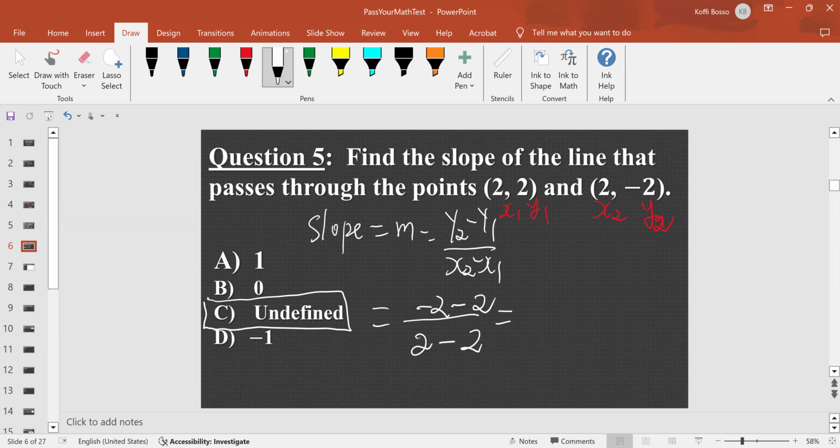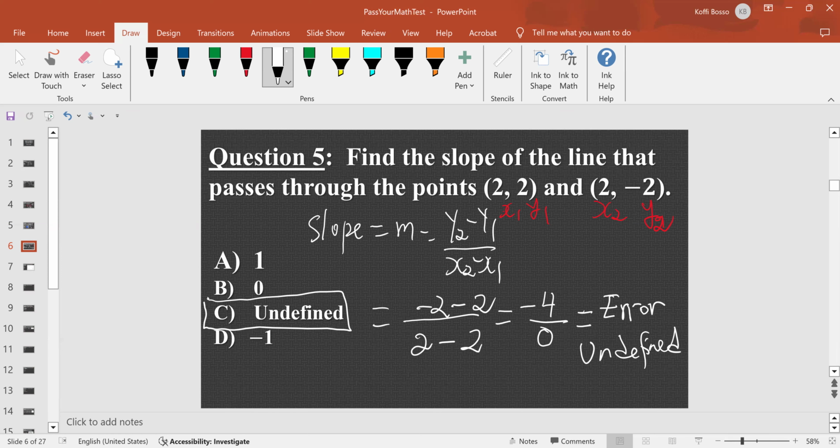On top, negative 2 minus 2 is negative 4. On the bottom, 2 minus 2 is 0. Please, even if you use a calculator, negative 4 divided by 0 is not 0. The calculator will tell you error, but that error means it does not exist, which we say is undefined. Yes, undefined. So the correct choice here is C.